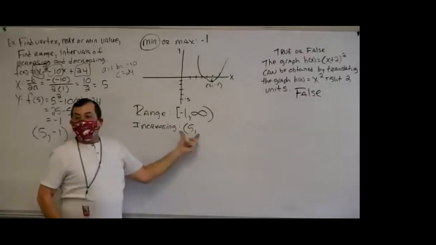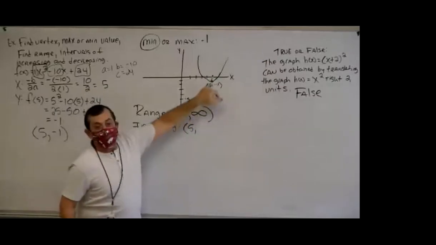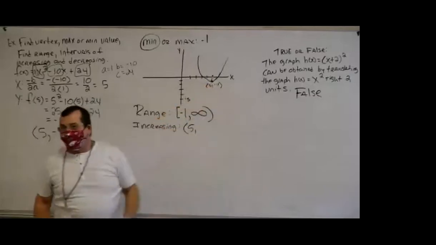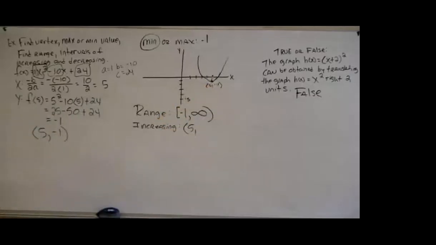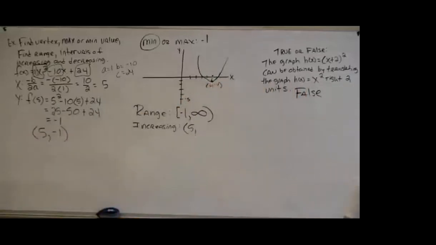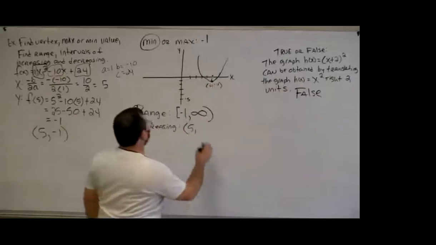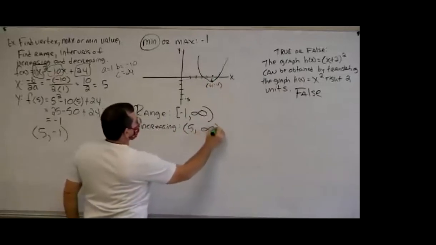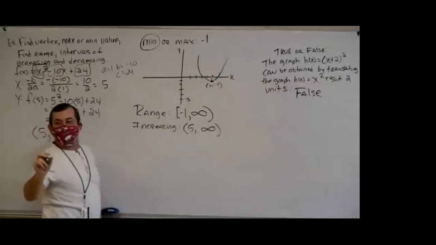Now, we always use curves on this because that point can't be both. It can't be decreasing and increasing. So we say it's decreasing right up to the 5, and then it starts increasing right after the 5. That's why we use the curves. So it's increasing from this 5 on the x-axis until I hit positive infinity. So there you go. All right, y'all, next we got decreasing.